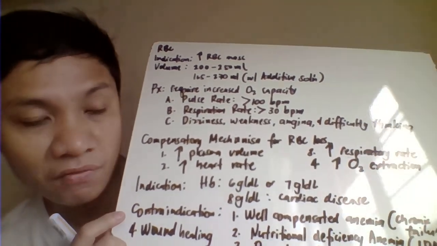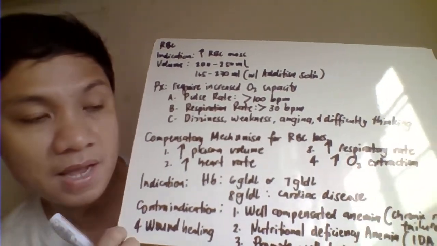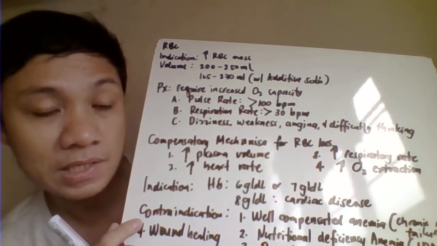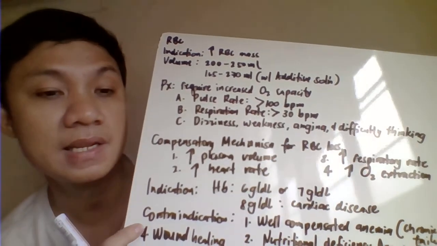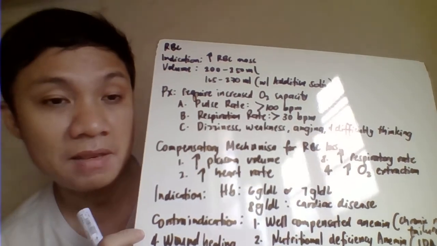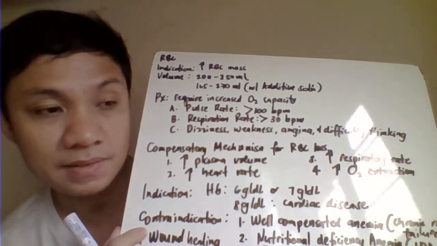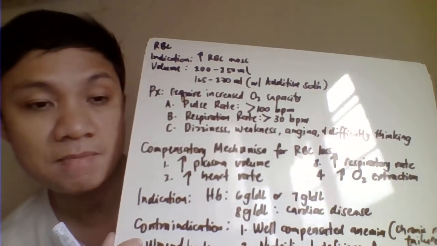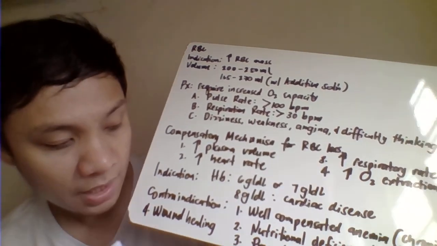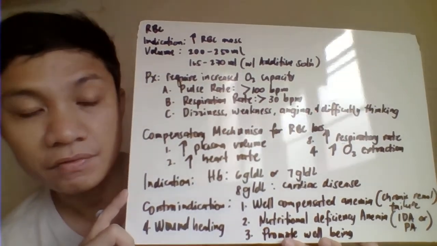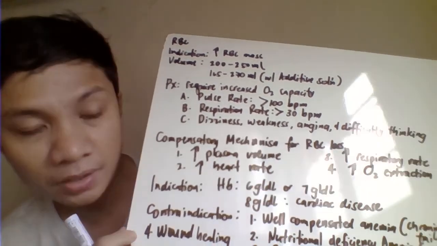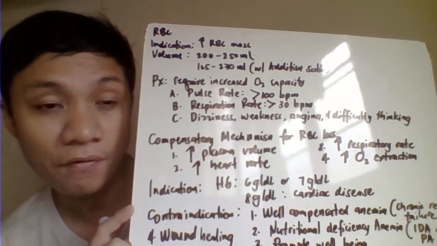Number one, as a treatment for well-compensated anemia, like in chronic renal failure. Second, we are not transfusing the PRBC for nutritional deficiency anemia. For example, iron deficiency anemia can be corrected by administration of iron, not by PRBC, or folic acid deficiency anemia can be corrected by administration of folic acid, but not by a unit of blood. Another one, we are also not transfusing this just to promote well-being, not for aesthetic value. And the fourth one is also not for wound healing.